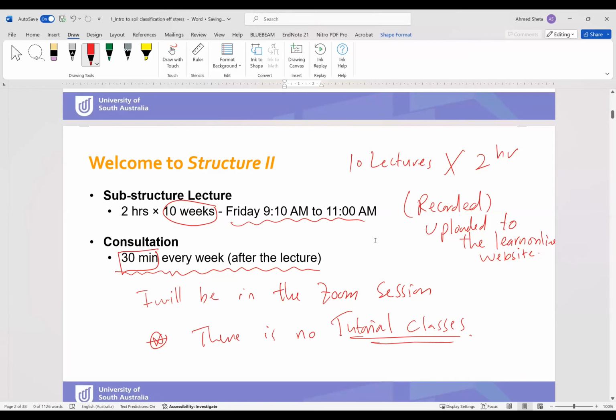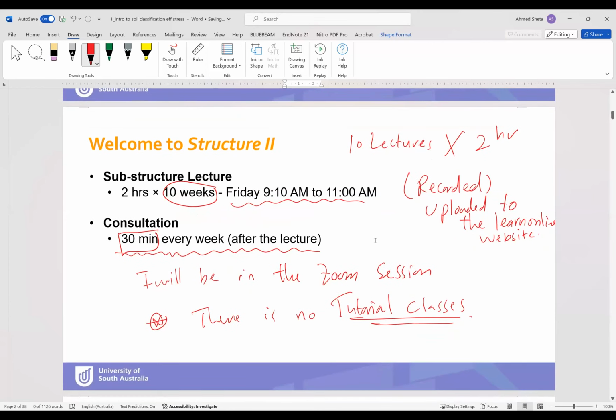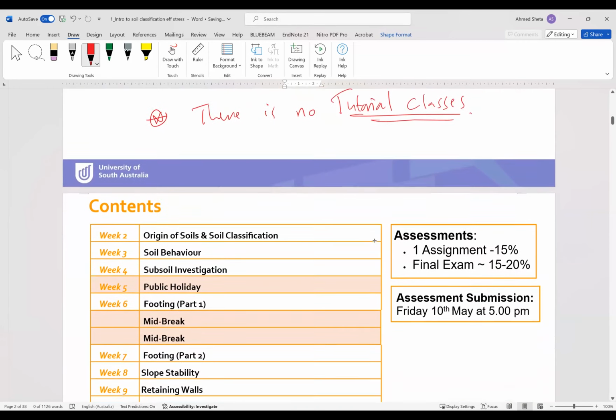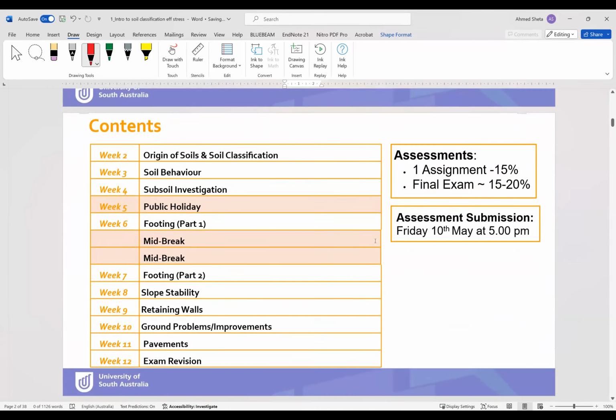So this is just an introduction about myself and about the lecture times. And the next slide is a table of contents of the semester and also the assignment we have.